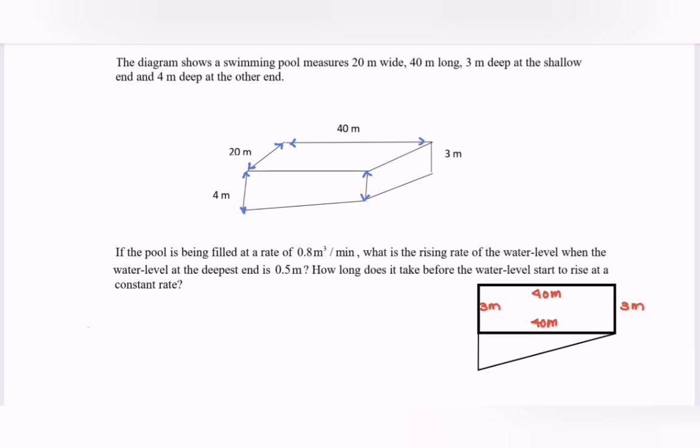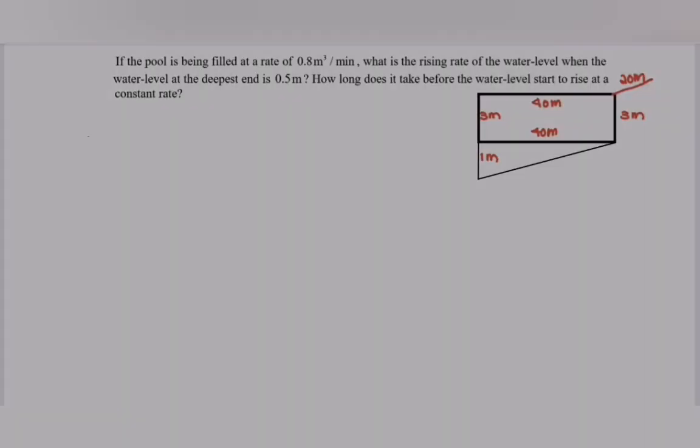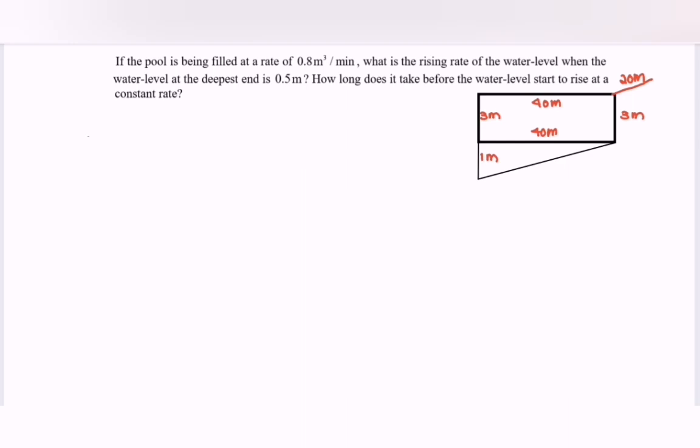So based on the situation, here we have 1 meter. And do remember we have the width, which is 20 meter. If the pool is being filled at the rate dV/dt equals 0.8 meter cube per minute, what is the rising rate of the water level when the water level at the deepest end is 0.5 meter? Here they mention that we are looking for dH/dt, the question mark, when h equals 0.5 meter.